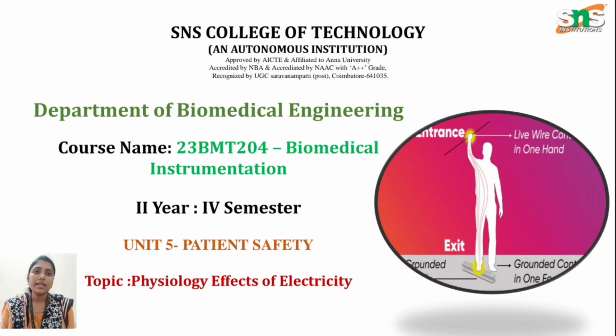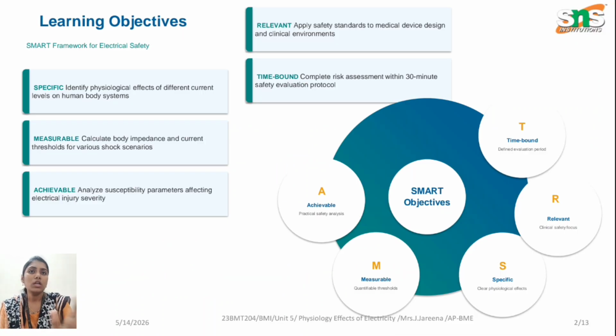Today we are going to see the important topic in Unit 5, that is physiological effects of electricity. So the learning objective of today's class is that we are going to discuss the different physiological effects which will occur in our body when current is passed into the human body system. And also we will be discussing how body impedance and other current thresholds will vary the shock scenarios.